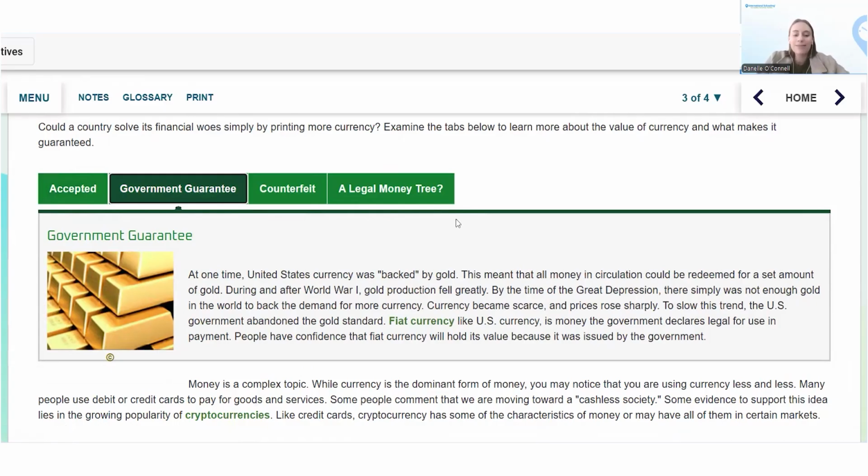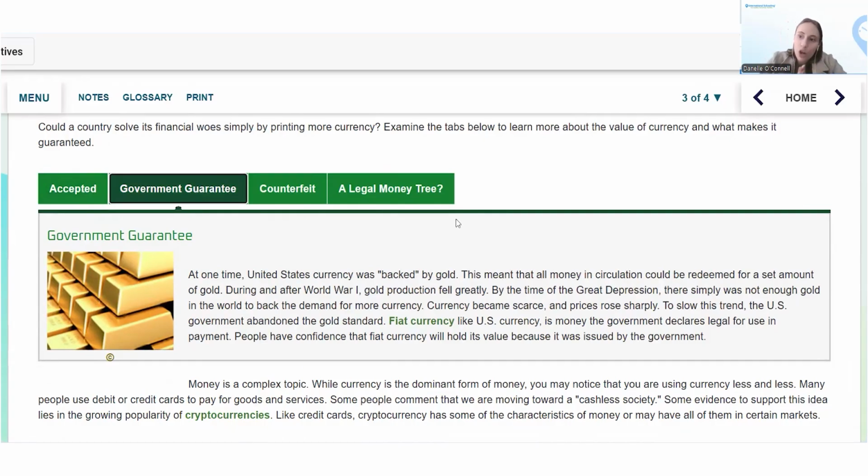Government guarantee. So at one time, the United States currency was backed by gold, which meant that all the money in circulation could be redeemed for a set amount of gold. Now, during and after World War I, gold production fell greatly, and this was no longer possible. There was not enough gold to back the demand for more currency. And currency became very scarce and prices rose very sharply, which is a result of inflation.